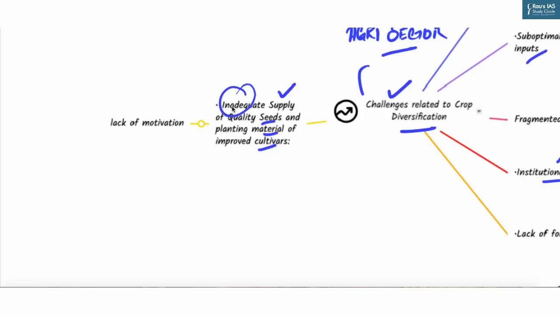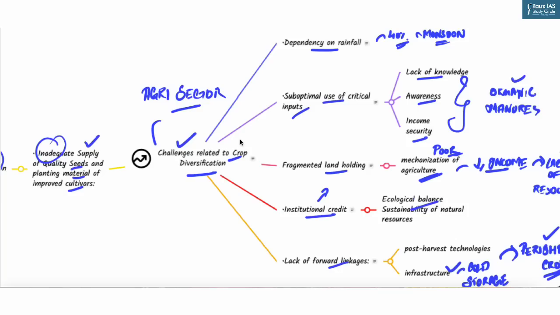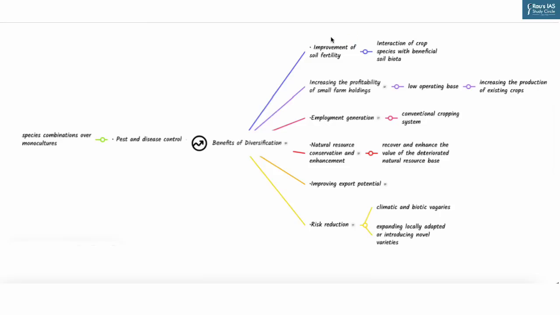So inadequate supply will result in a lack of motivation for the initial push for adopting such practices, that is crop diversification. So these are important challenges related to crop diversification. Now, having discussed the need for crop diversification and the challenges related to it, let's throw some light on the benefits of diversification. First in this is improvement of soil fertility.